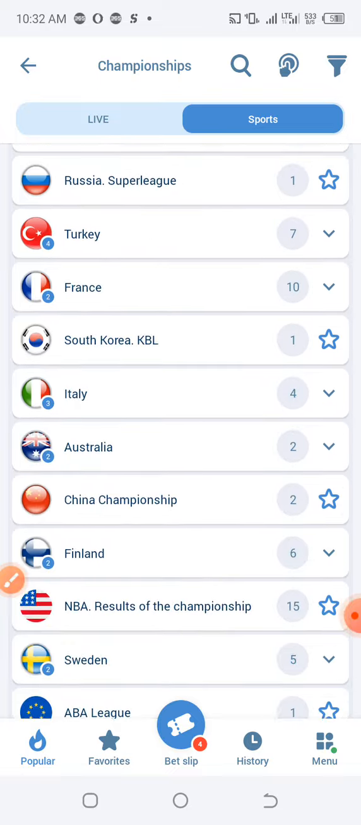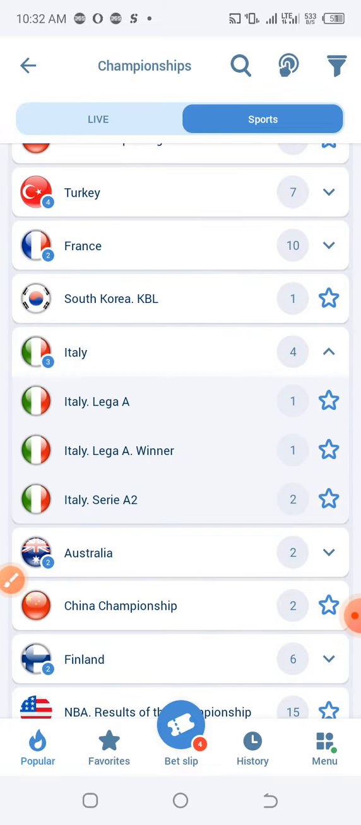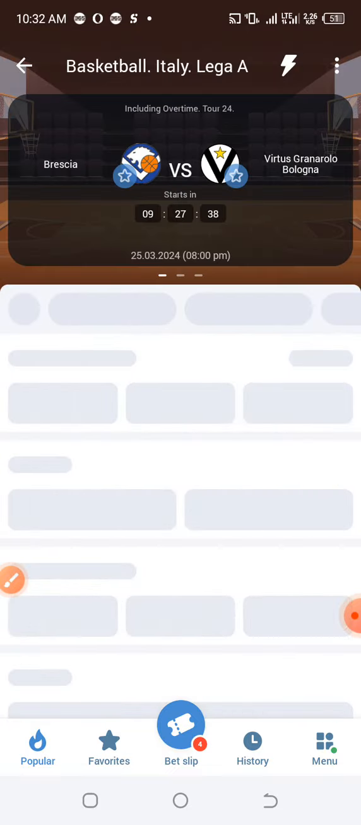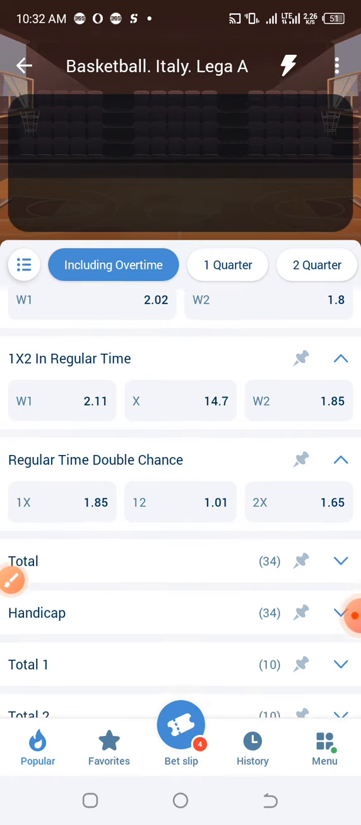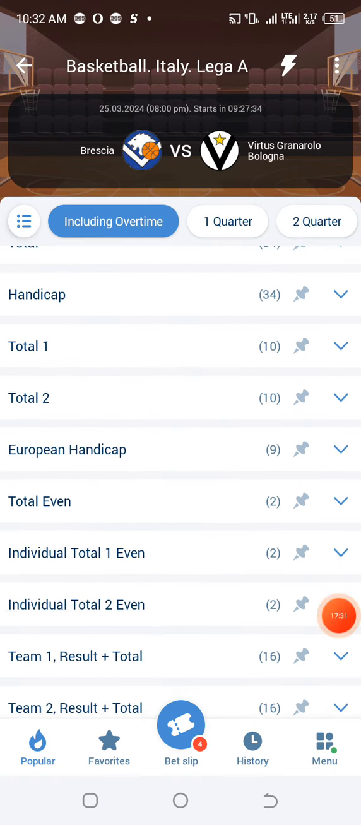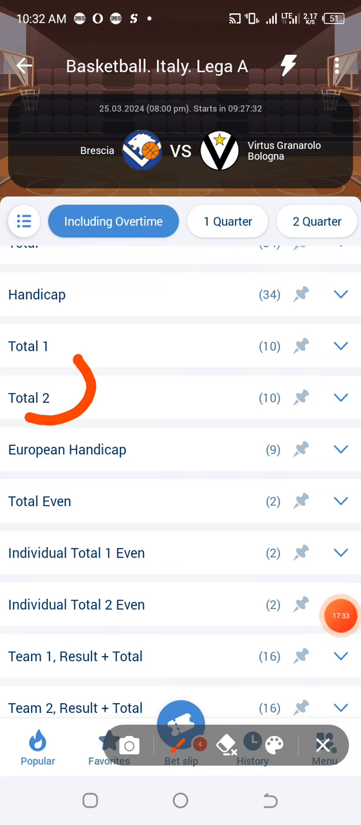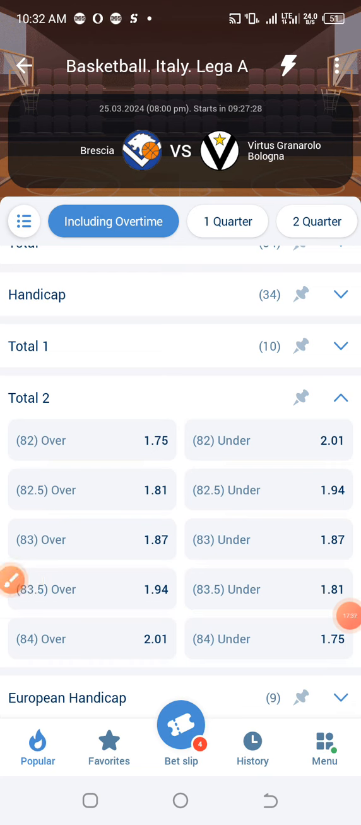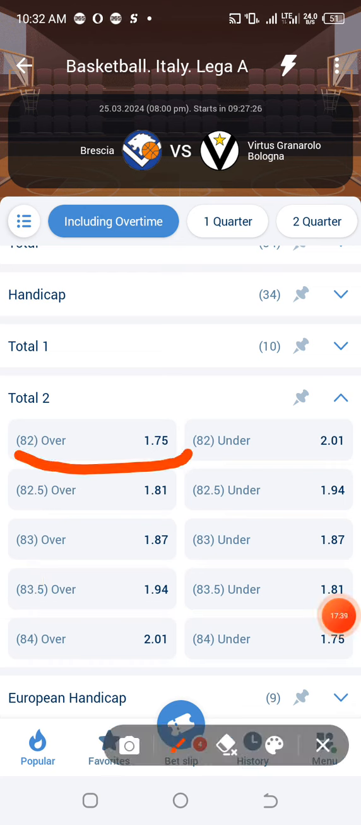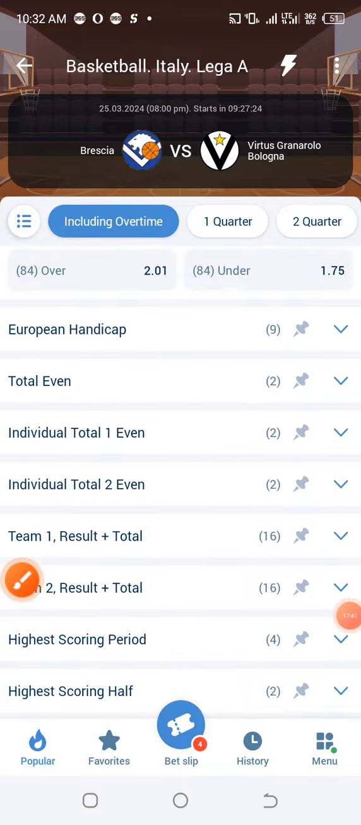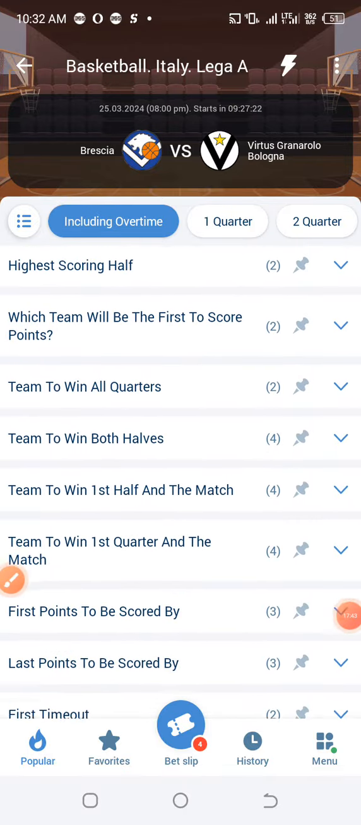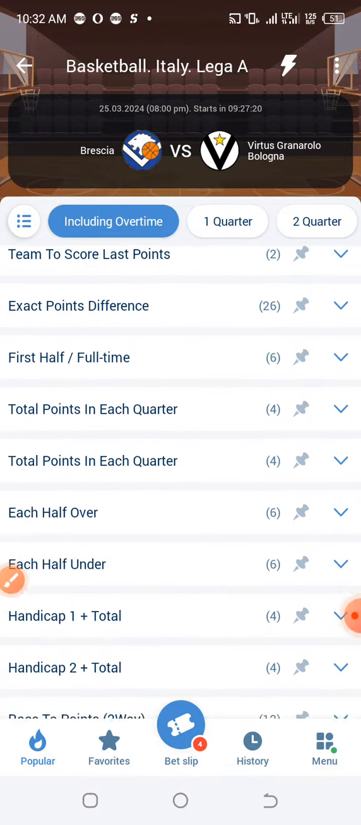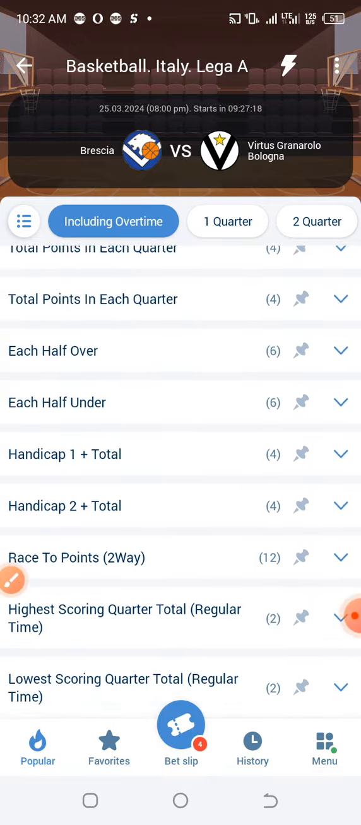So Italy, yes, and Italy Serie A. So Bologna. So let's check the away, total away. So this is the market. So the total point for the away team, let's see. So this one is even worse. They are not providing it, and let me check if I can find. So that's just the problem.